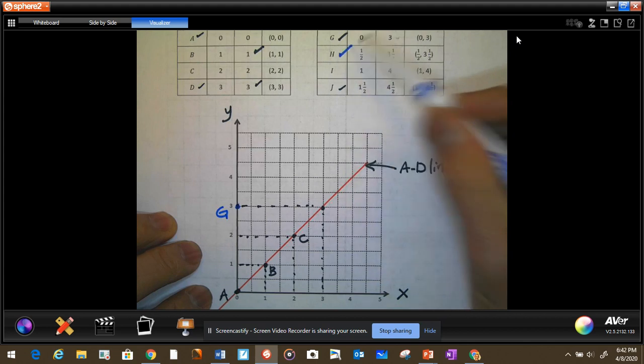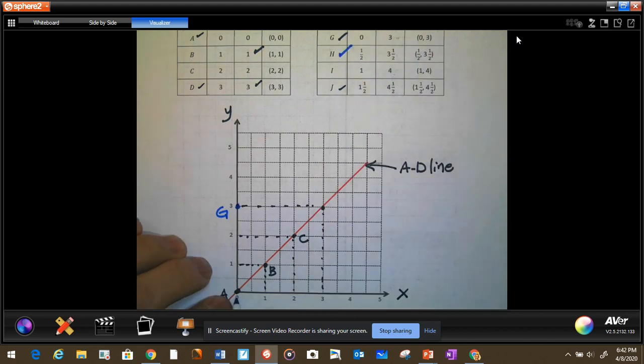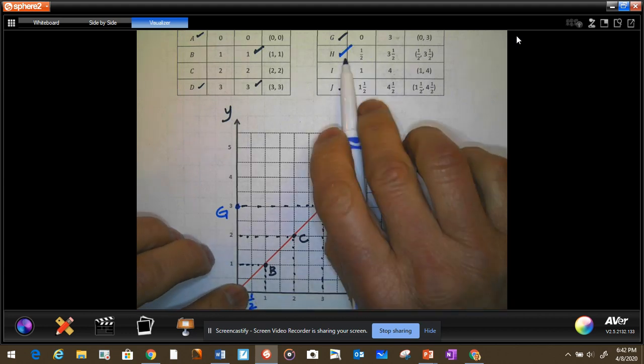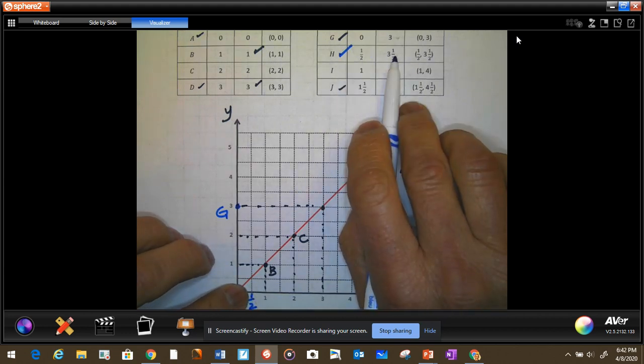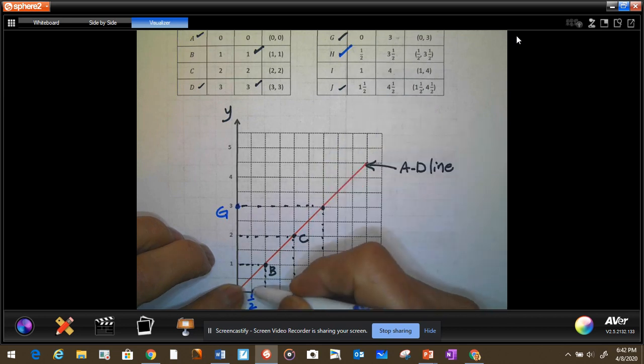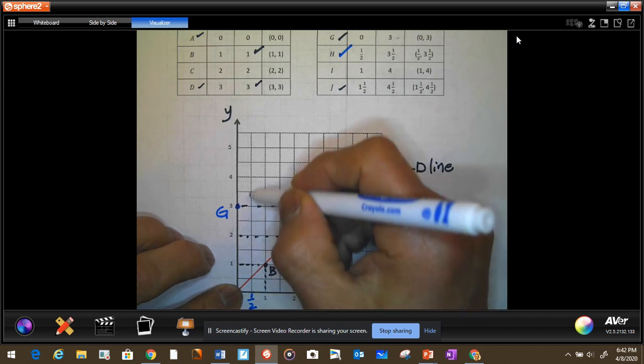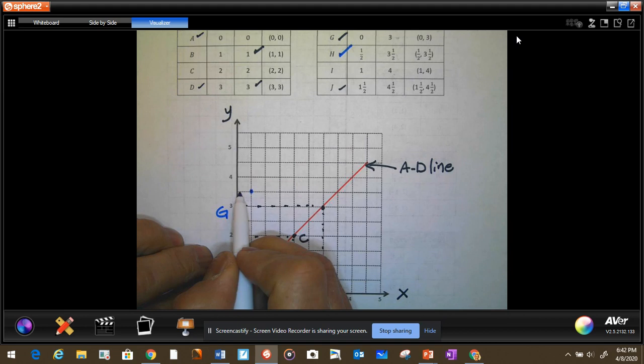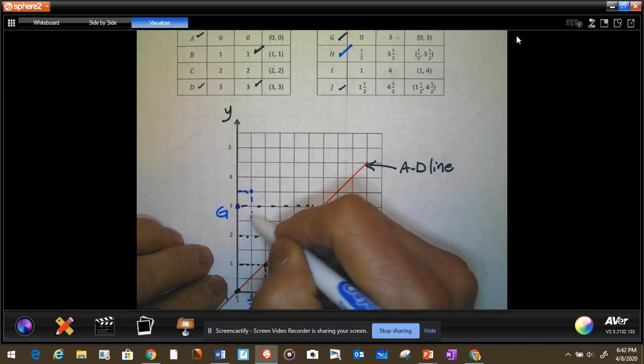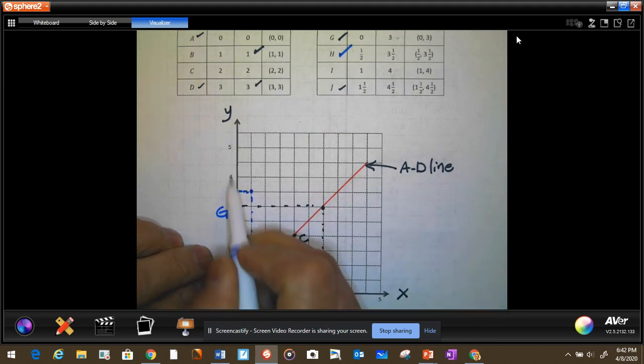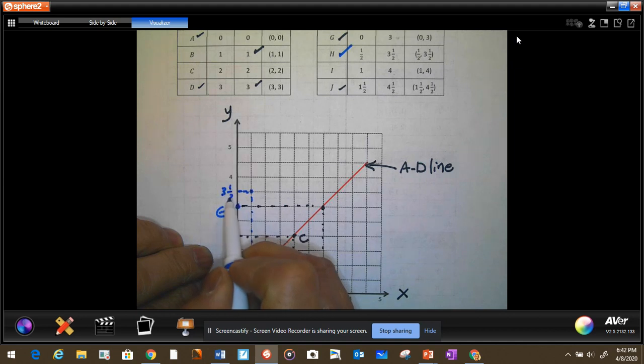Let's look at point H. It starts at a half. So if this is 0 and this is 1, half should be right here. So that's where x is going to be, and y is going to be 3 and 1 half. So I'm going to jump to 3 and 1 half, and here is 3 and 1 half, because remember, between 3 and 4 there is 3 and 1 half.